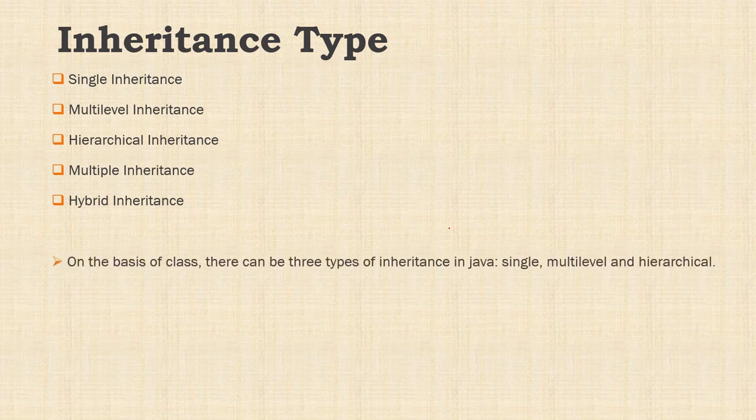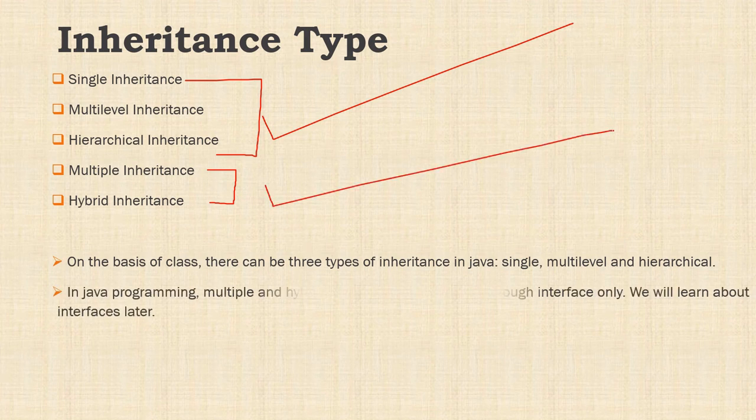On the basis of class, there can be three types of inheritance in Java: single, multi-level, and hierarchical. These inheritances are supported by Java, but Java does not support the others, and we are also going to talk about why Java does not support them. In Java programming, multiple and hybrid inheritance is supported through interfaces only.